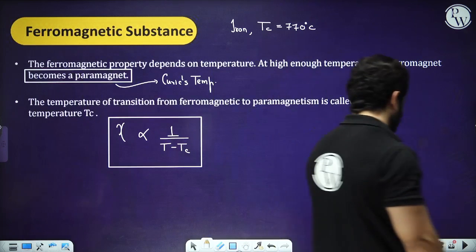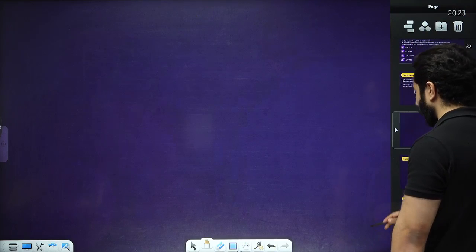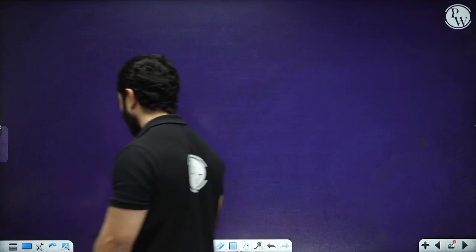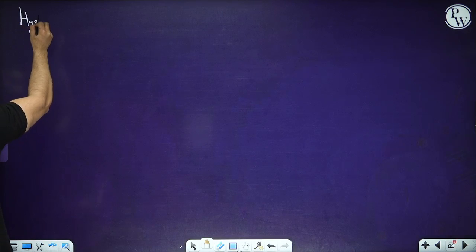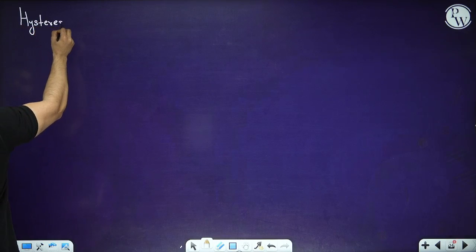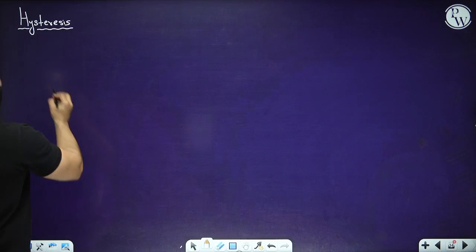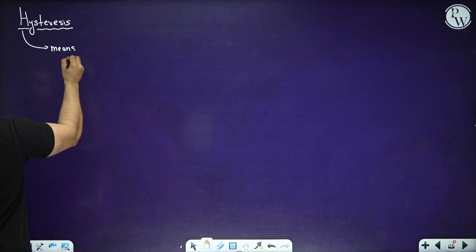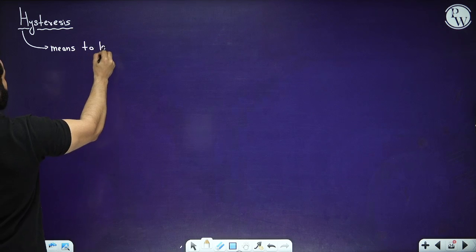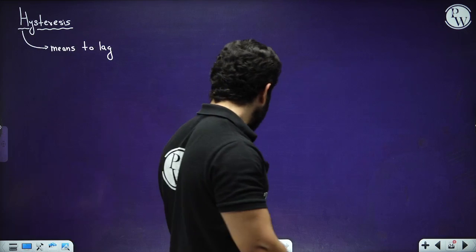So now moving to the hysteresis loop. First of all, let's talk about what the term hysteresis means, because we are not going to talk about hysteresis only in this chapter. Hysteresis is a common term which basically means to lag behind, to lag. Now, why are we using it over here?